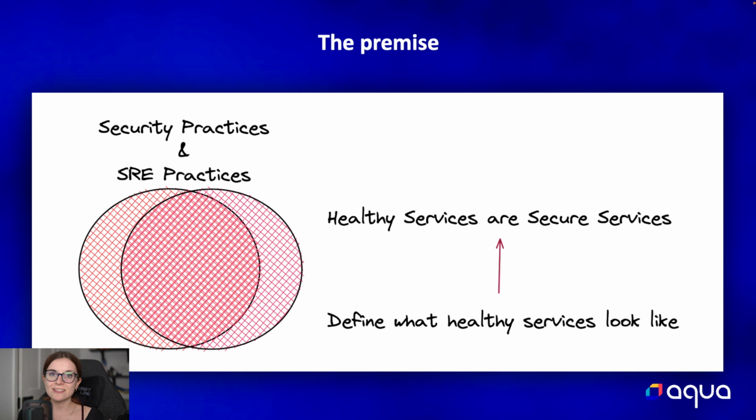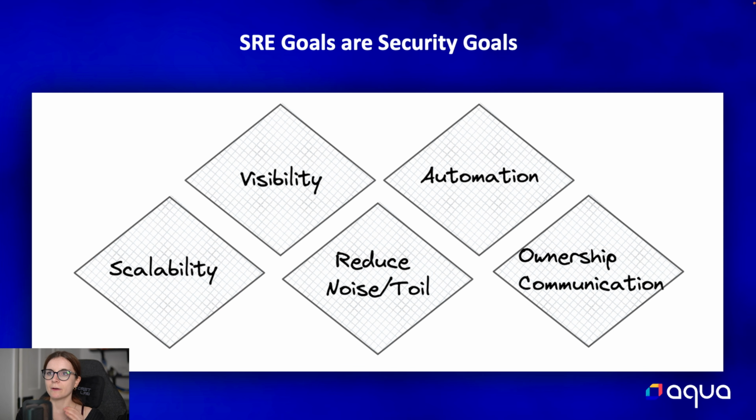If a customer can access your endpoints, can log into your application, but along the way their data is exposed, it's not a healthy service. That's ultimately the premise here. So when we're talking about our SRE goals, we ultimately also have to talk about our security goals. For instance, when we're talking about scaling our application, we have to define what scaling looks like security-wise. How do we keep our application secure?